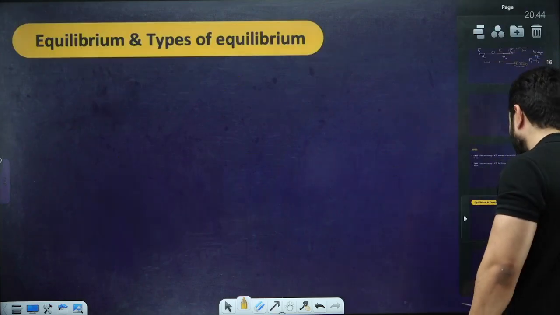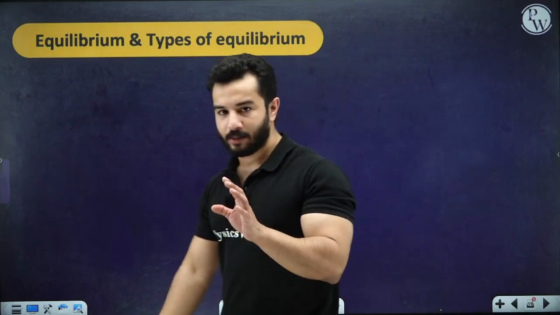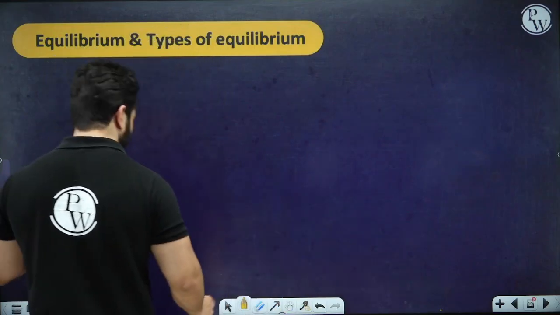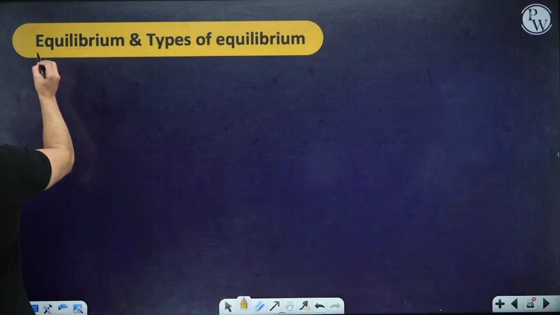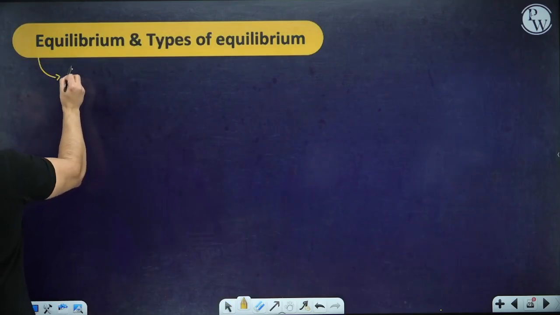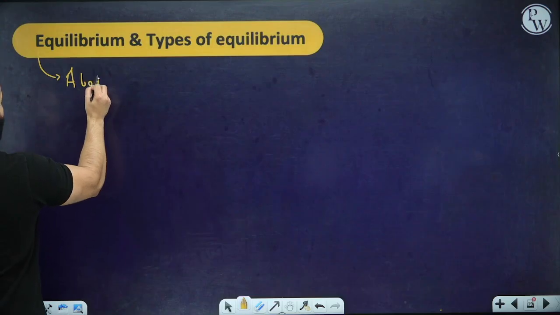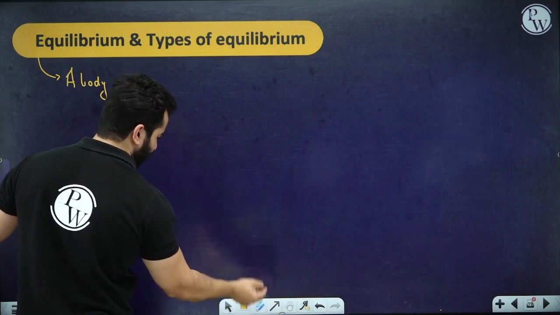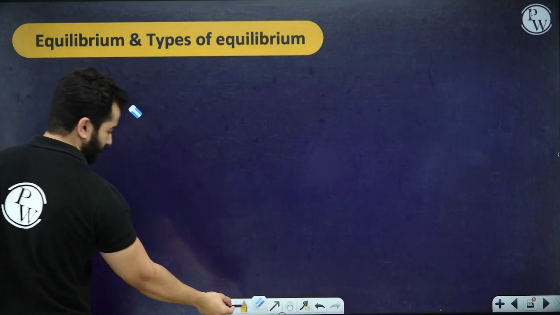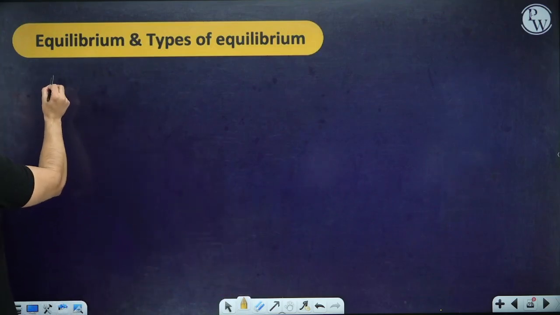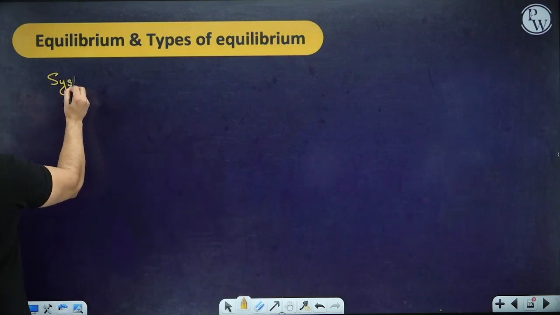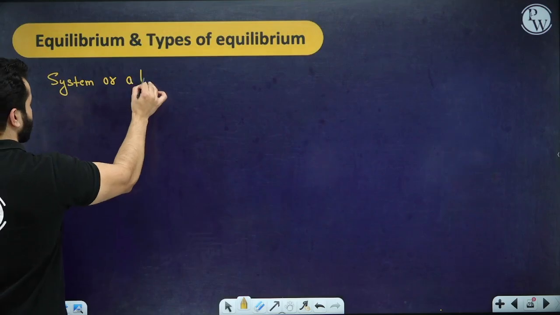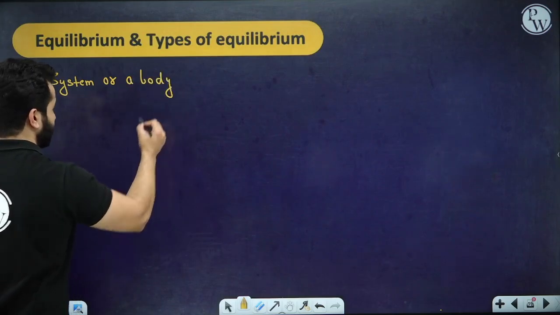Now let's talk about equilibrium and types of equilibrium. Here I'm not going to talk about the dynamic and static equilibrium. First of all, whenever you say that a body or a system is in equilibrium, there can be two cases. Instead of writing like this, I'll just explain. Either we can say that the system is in equilibrium, or we can say a body is in equilibrium. Is that correct?